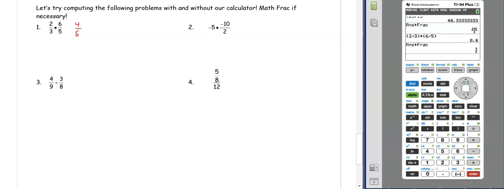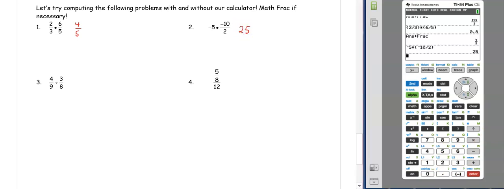In number 2, we have -5 times -10/2. So in our calculator, we would have -5 times parenthesis -10 divided by 2. And that's going to get us +25.